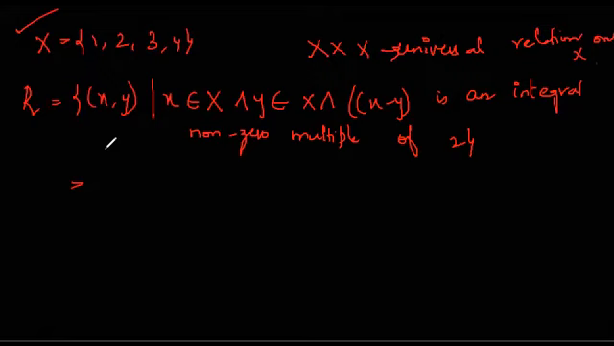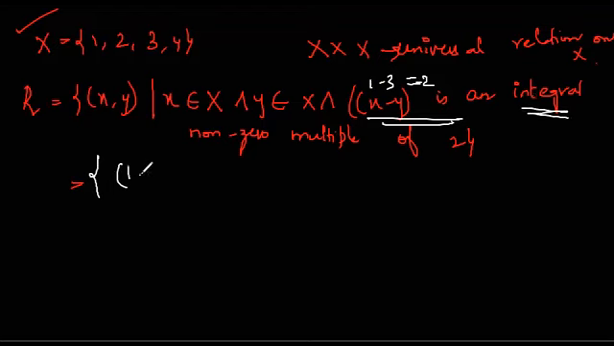Let's see the solution. What is the main condition? The main condition is this: x minus y is an integer non-zero multiple of 2. So when we are considering (x, y), whenever we subtract y from x, it should be a multiple of 2. Let's take x as 1, y as 3. Then 1 minus 3 is equal to minus 2. Is minus 2 a multiple of 2? Yes, it is. Is it an integer? Yes. So we can take (1, 3).